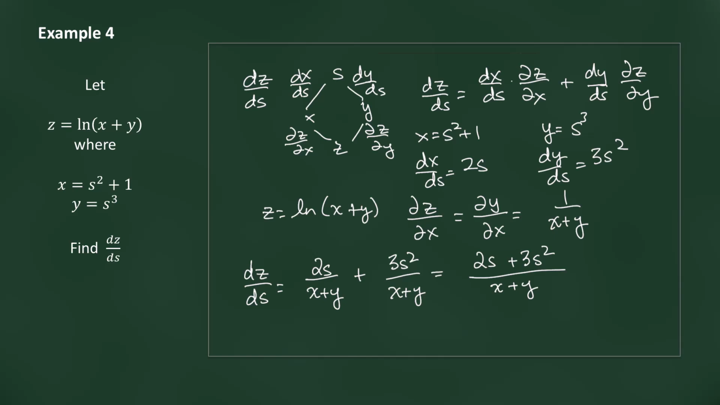But of course, we want to get rid of the x and the y and write everything in terms of s. So we're going to replace them. And I'm going to move the terms around a little bit just to have the highest exponent first. It doesn't really matter. But this is my x, and that's my y. So my final answer looks like that.